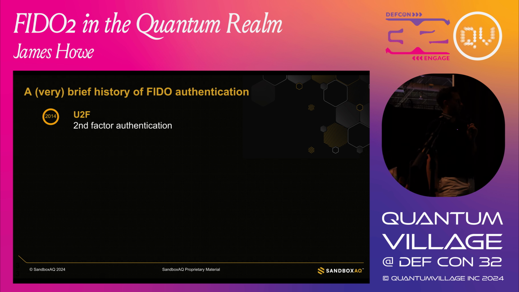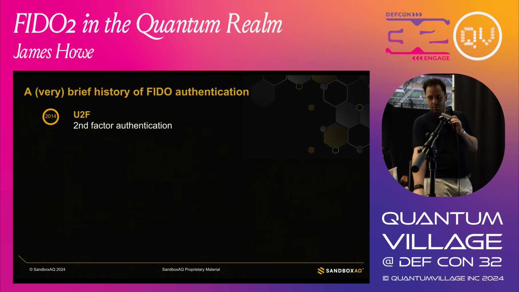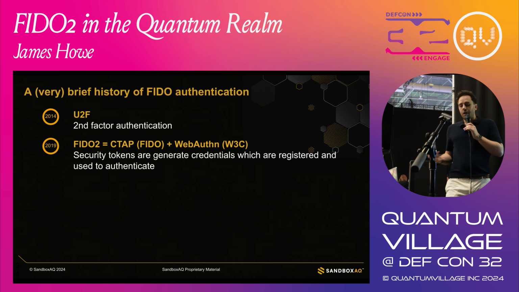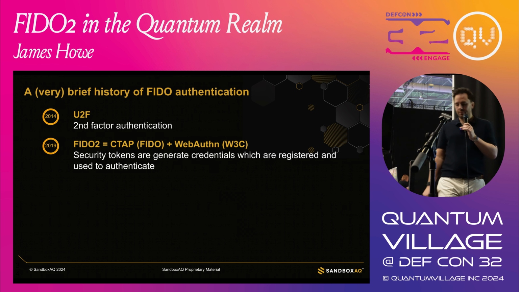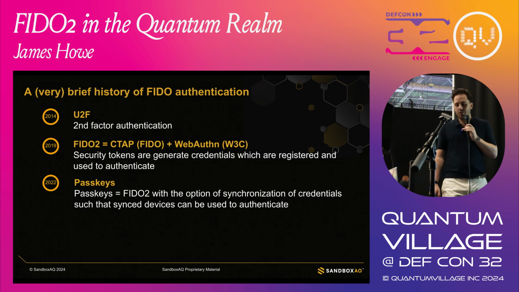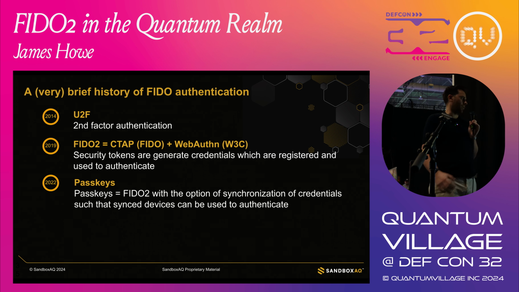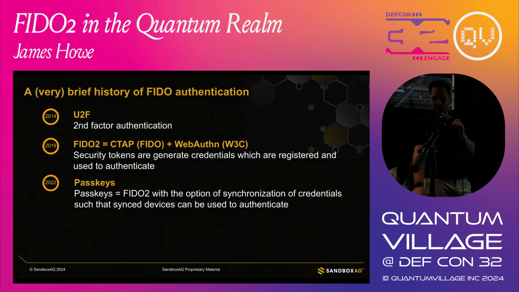So just a brief history. FIDO goes back to 2014, and it was effectively a device for second factor authentication. Then FIDO2 came out, which combines these two protocols called CTAP and WebAuthn. In 2022, they developed the Passkeys, which I just described, which is like a synchronization of credentials across a number of devices.